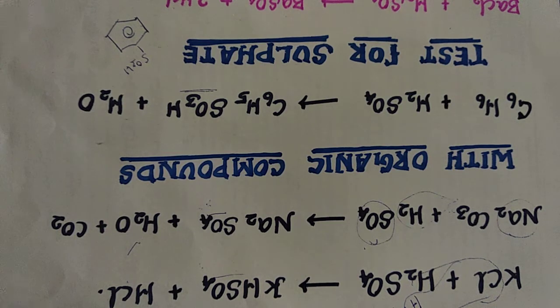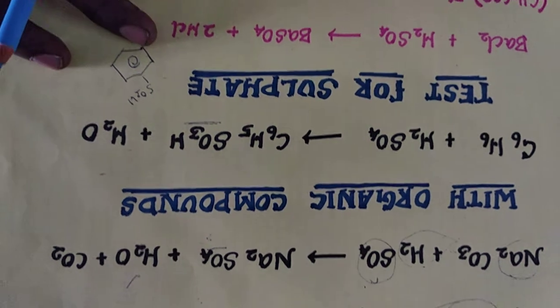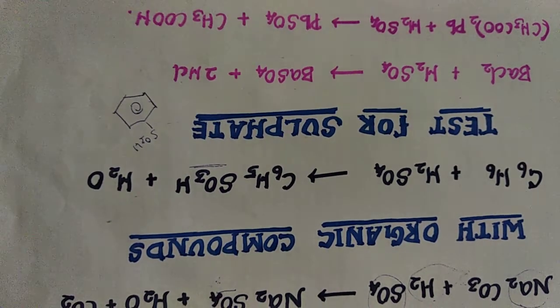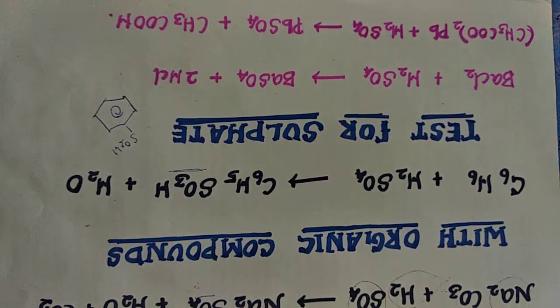Dear students, this mechanism consists of 3 steps. So simply we can study the reaction and memorize it. With this, the chemical properties of sulfuric acid are over. Then finally we have to see the test for sulfate. How to find the presence of sulfate radical in a salt.